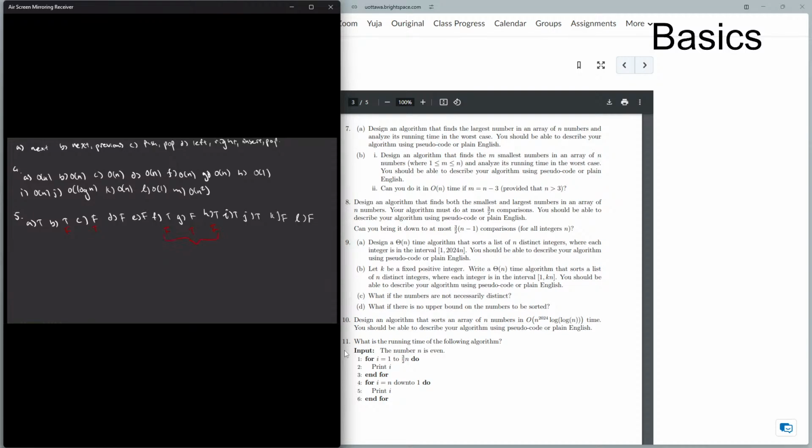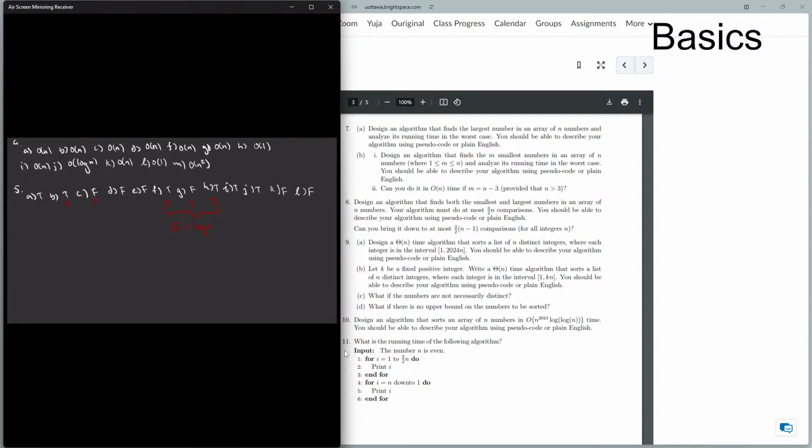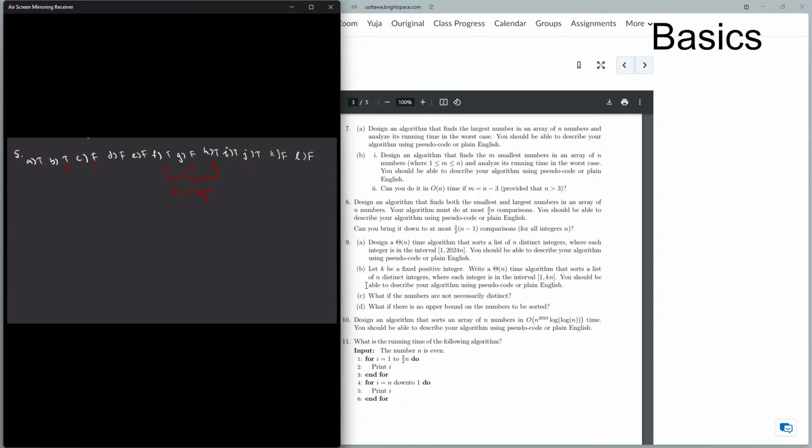We say that root n is bigger than log n. So we're not doing 6, we're doing 7. So an algorithm finds the largest number in the array of n numbers and analyzes run times in the worst case.